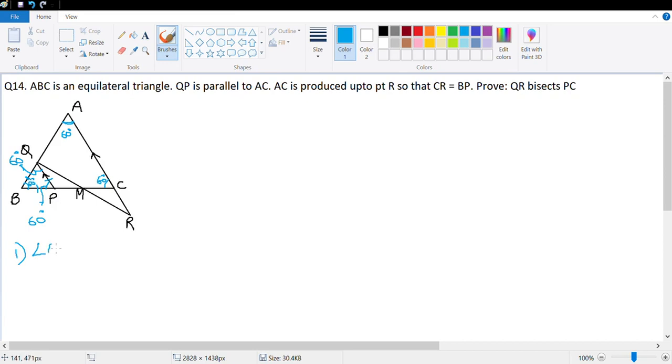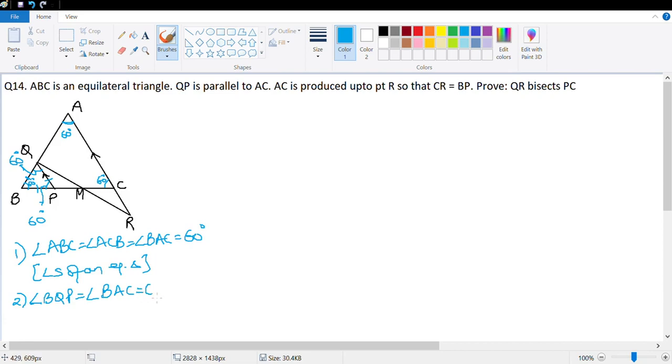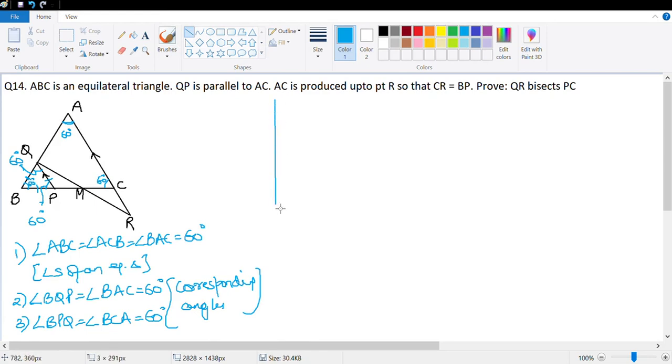So angle ABC is equal to angle ACB is equal to angle BAC is equal to 60 degrees. Angles of an equilateral triangle. Okay, angle BQP is equal to angle BAC is equal to 60 degrees. Reason we'll just write. Similarly, angle BPQ is equal to angle BCA is equal to 60 degrees. Both of these are corresponding angles, since QP is parallel to AC.